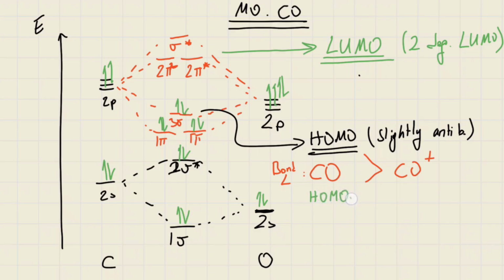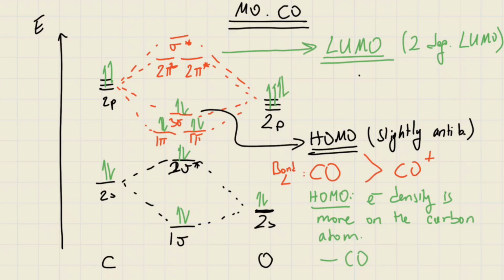And the HOMO, highest occupied molecular orbital, has more electron density on the carbon atom. Therefore, the CO molecule binds from the carbon side to the metal centers, since the electrons are more on the carbon side.